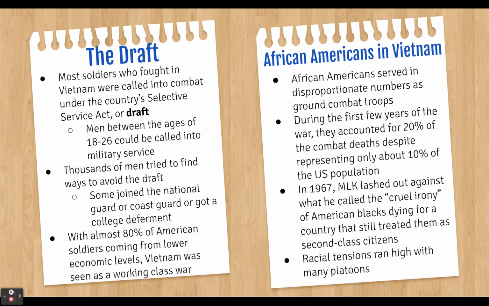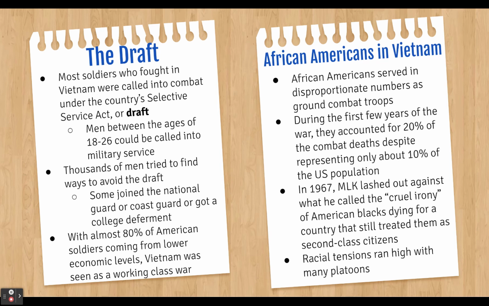The draft. Most soldiers who fought in Vietnam were called into combat under the country's Selective Service Act or draft. Men between the ages of 18 to 26 could be called into military service. Thousands of men tried to find ways to avoid the draft. Some joined the National Guard or Coast Guard or got a college deferment. With almost 80% of American soldiers coming from lower economic levels, Vietnam was seen as a working class war.